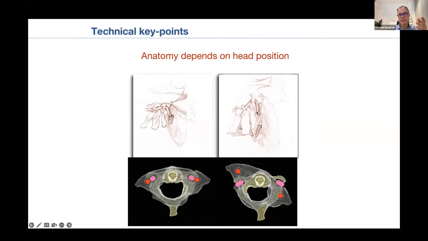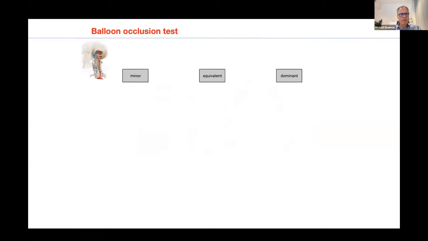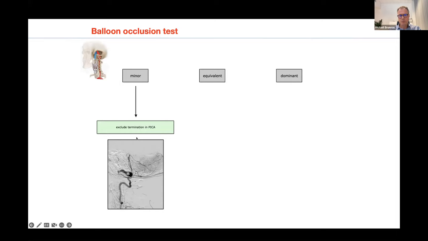Another aspect that we have to discuss is when to perform a balloon occlusion test. It will depend first on the size of the vertebral artery. If the vertebral artery is a minor one, as I told you before, you just have to exclude its termination into a PICA. You can detect that on an angio MR or an angio CT. It's not mandatory to make an angiography, even though it depicts the situation much more easily.